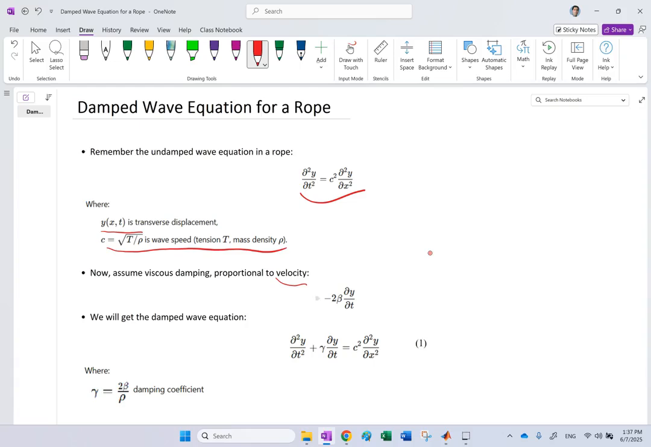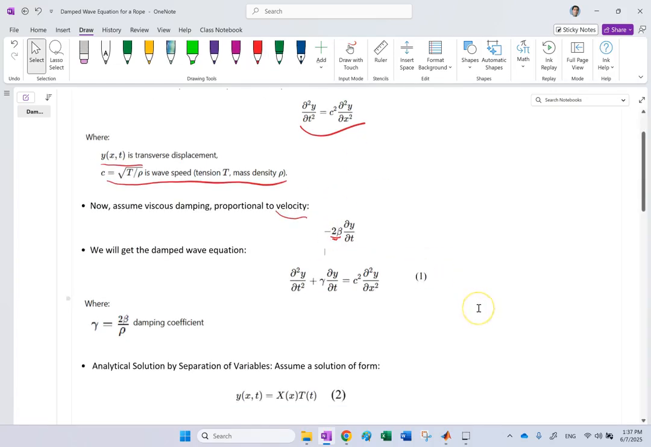And if you multiply that by any constant, that is a linear or viscous damping, which here I show by 2 beta. And if that's the case, then I would add that on the right-hand side with a negative sign, or I can take it back to the left-hand side and make it a positive sign. And then that term will be plus gamma partial of y with respect to t, where gamma is this damping constant, 2 beta over rho, where rho is the mass density of the rope.